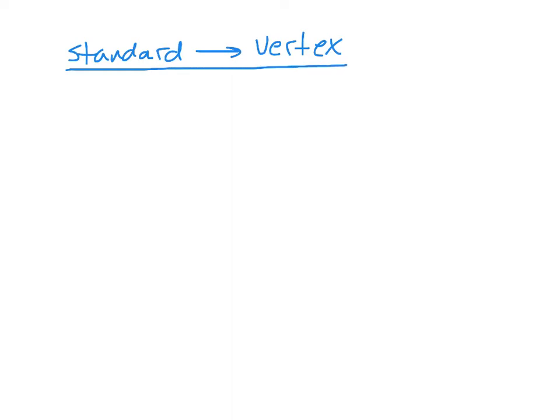All right, now we're going to look at standard form and converting that into vertex form. Well, there's two techniques that you can use. You can use completing the square, which you have not learned.